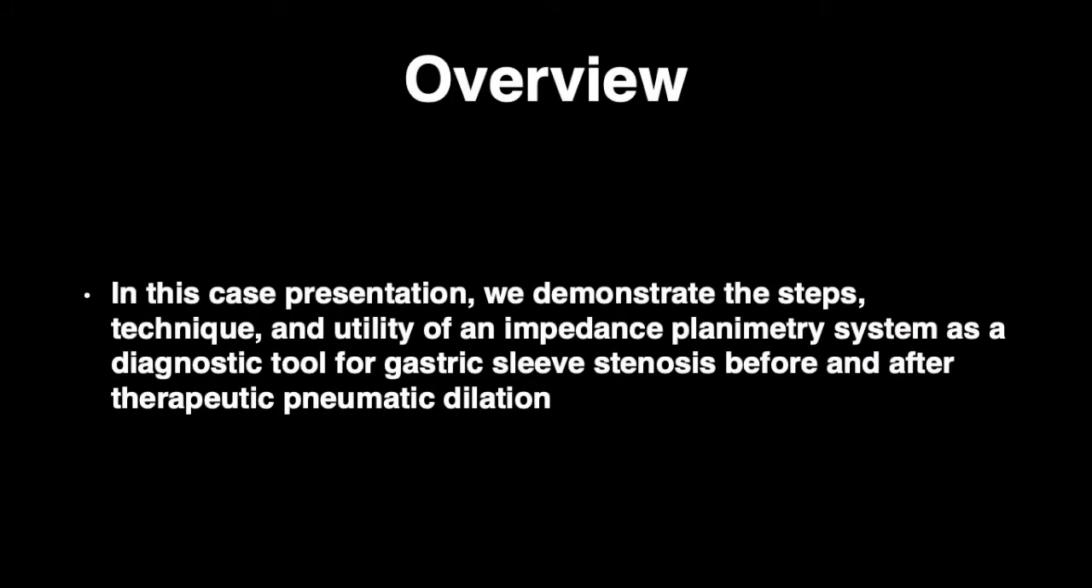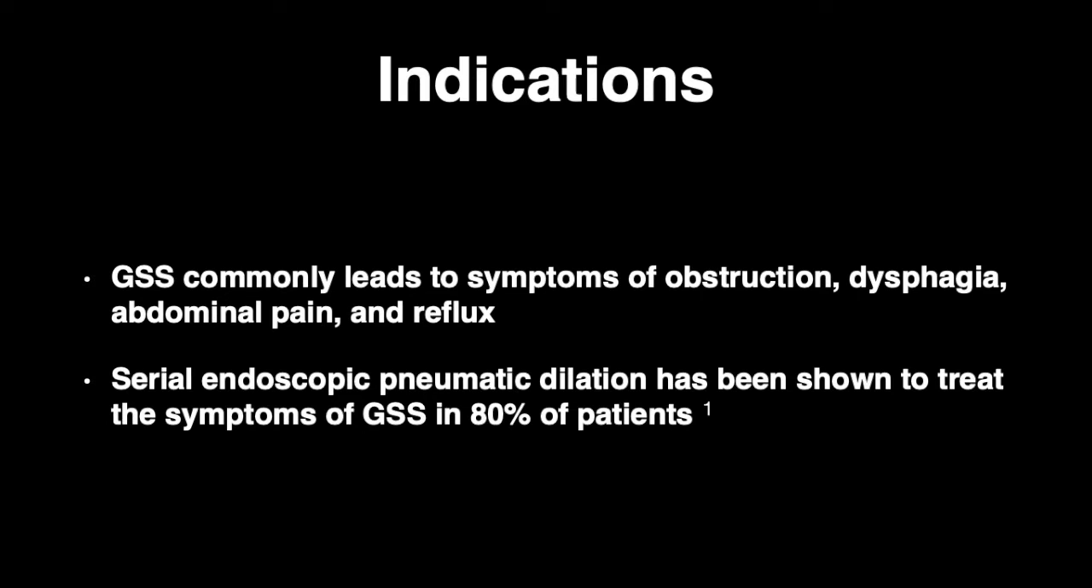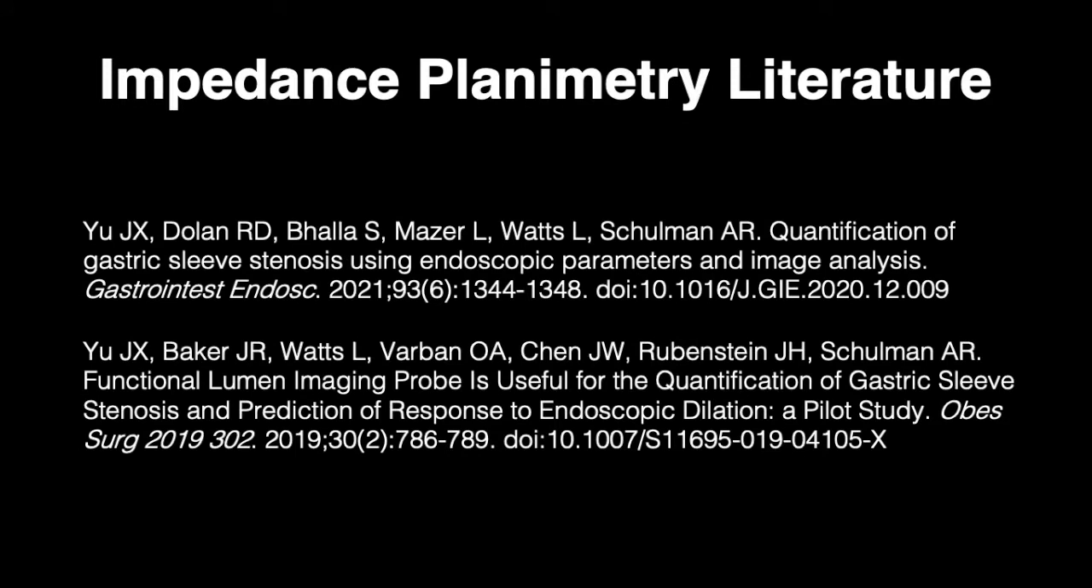In this case presentation, we demonstrate the steps, technique, and utility of an impedance planimetry system as a diagnostic tool for gastric sleeve stenosis before and after therapeutic pneumatic dilation. GSS commonly leads to symptoms of obstruction, dysphagia, abdominal pain, and reflux. Serial endoscopic pneumatic dilation has been shown to treat the symptoms of GSS in 80% of patients. Impedance planimetry literature to date for use in GSS has been limited but exciting. Our previous work has demonstrated that impedance planimetry is a useful tool for defining the severity of GSS. Furthermore, our pilot study suggests it may have utility in predicting who will and will not respond to pneumatic dilation, thereby facilitating earlier surgical referral for those patients who continue to be symptomatic.